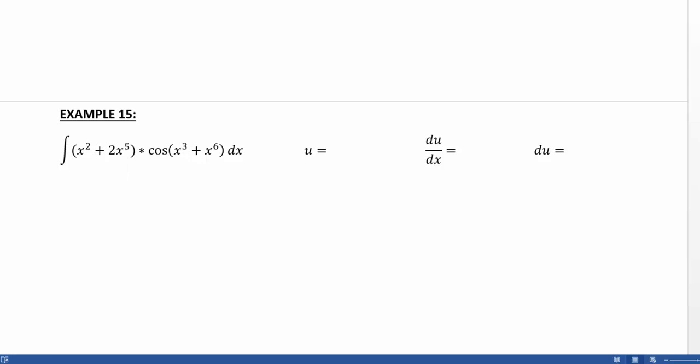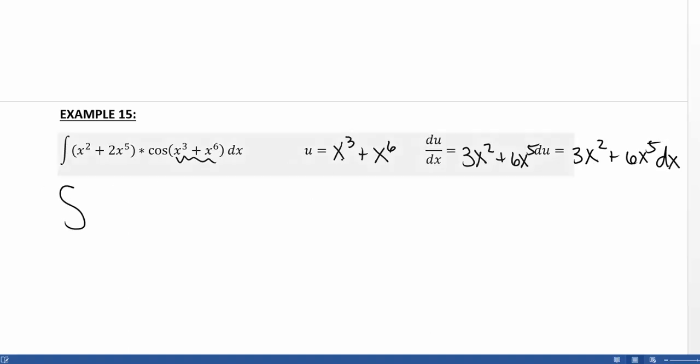So since I have cosine of something complicated, I'm thinking that my substitution will be based on trigonometric functions. So I'm going to check my u and my du to make sure I can continue using substitution in this way. Since cosine is my main function here, my u is going to be whatever is inside that function, so x cubed plus x to the sixth. Now my derivative of that is 3x squared plus 6x to the fifth. So my du is 3x squared plus 6x to the fifth dx.